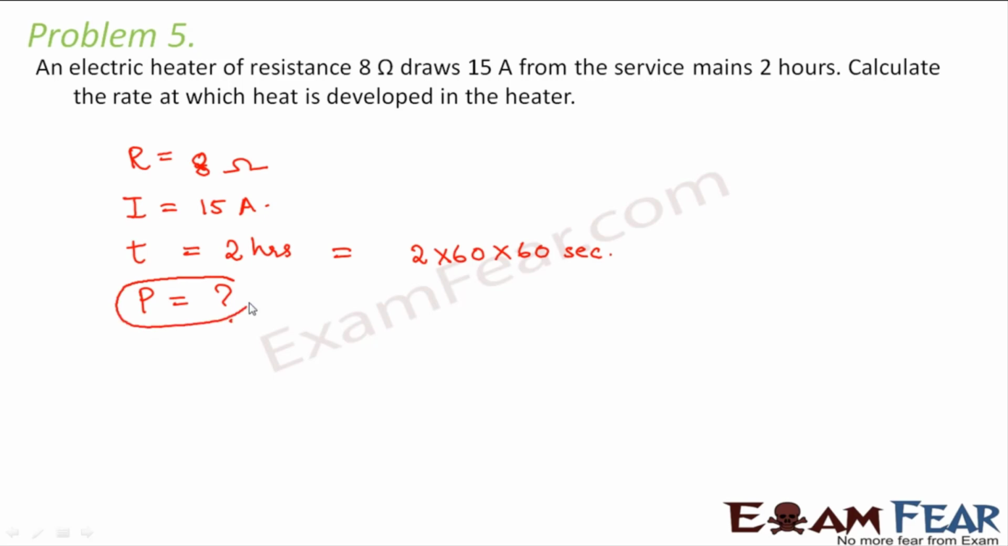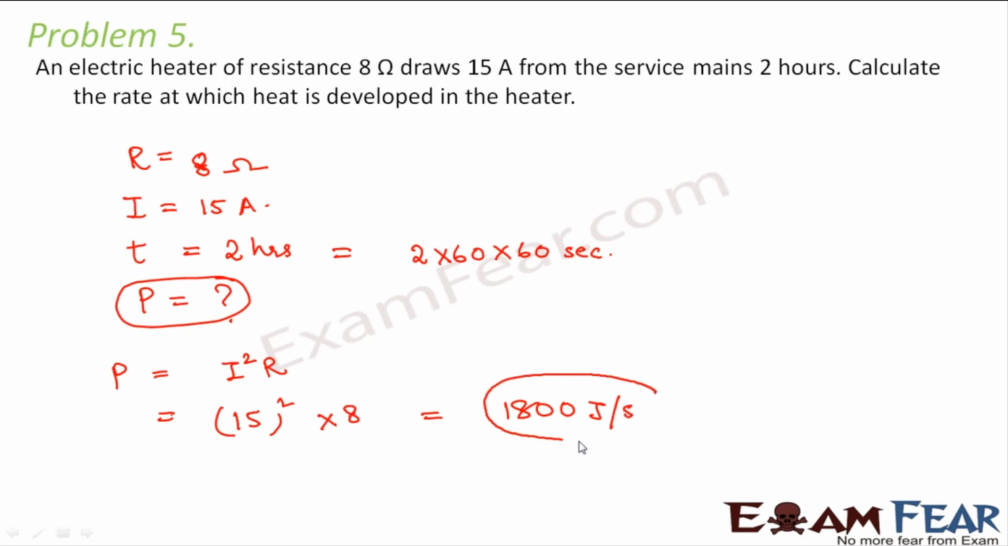Now, how do we calculate power? We know that power is given by I square into R. So we really don't need the time for which it takes this much of energy. So power is I square R. So I square is 15 square into R is 8 ohms. So this comes out to be 1800 joules per second. So this is the rate at which heat is developed in the heater.